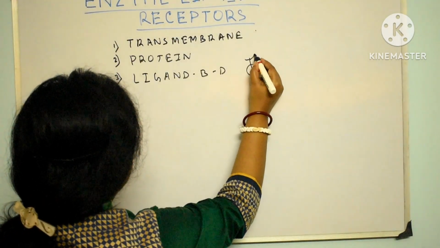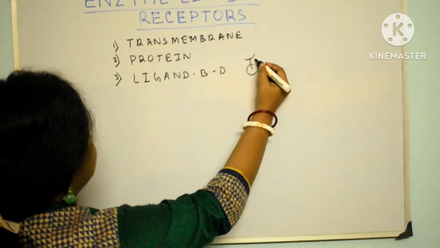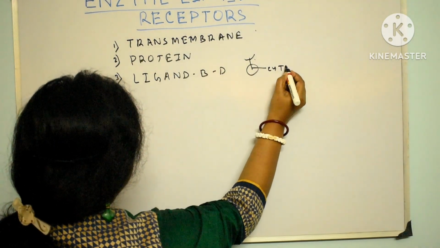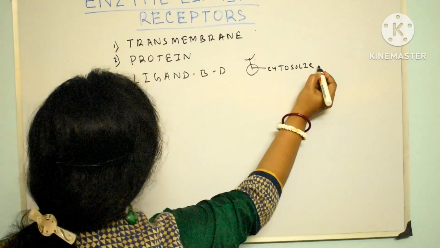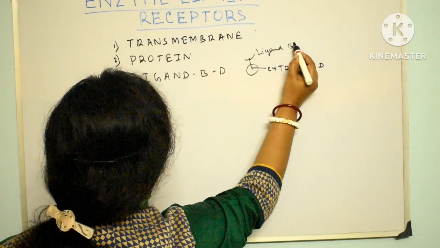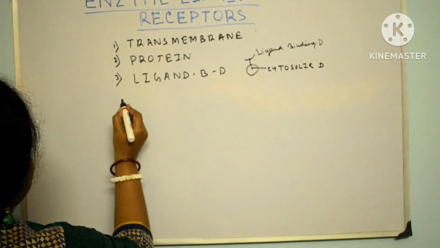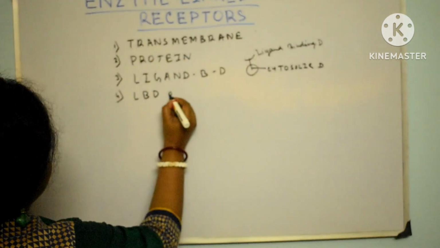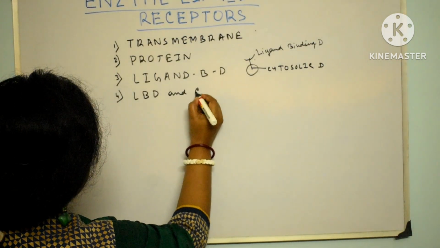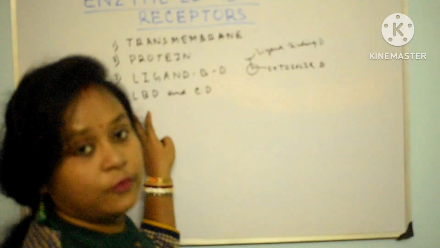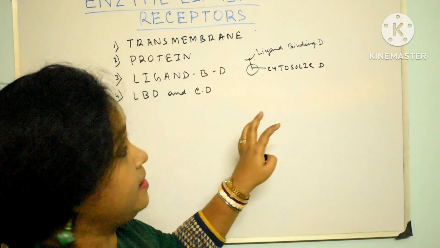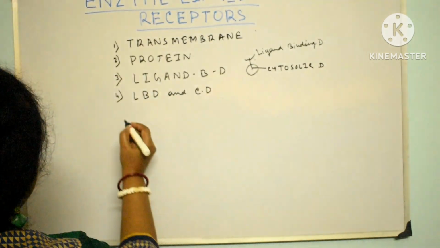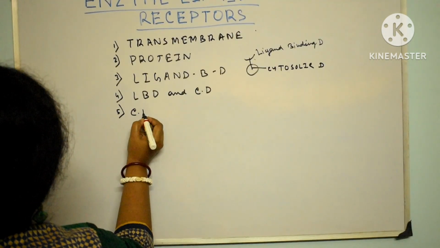This is outside the cell, this is the ligand binding domain, and this is the cytosolic domain. So two domains: ligand binding domain and cytosolic domain. Write them in their full form. I am not going to abbreviate ligand binding domain and cytosolic domain. And the cytosolic domain, CED.